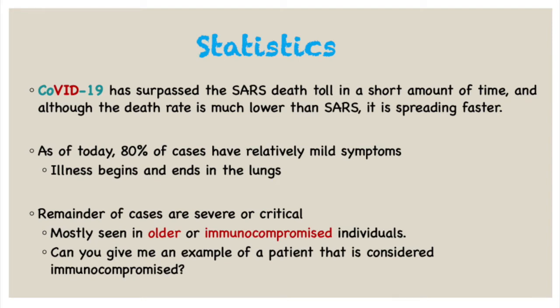Now, can you give me an example of a patient that is considered immunocompromised? An immunocompromised patient is a patient that has a weakened immune system. These patients have a reduced ability to fight infections and other diseases. An example of a patient that's immunocompromised is someone that had a transplant.